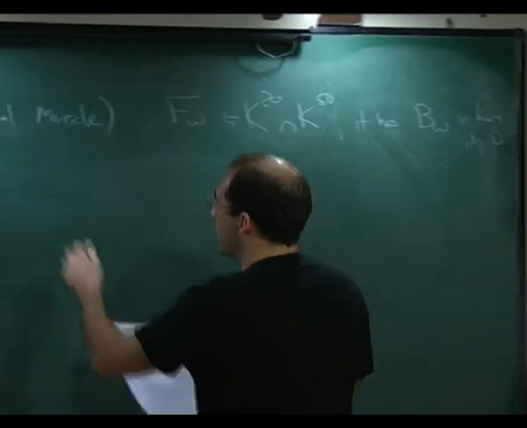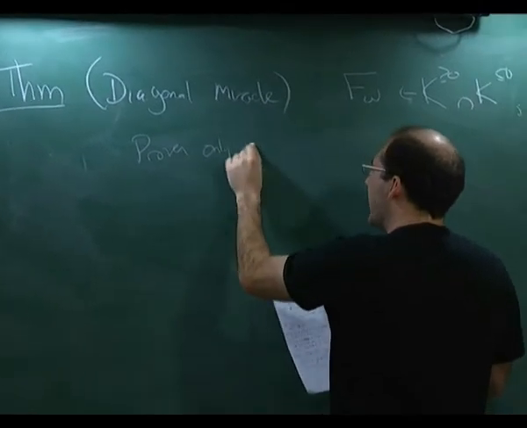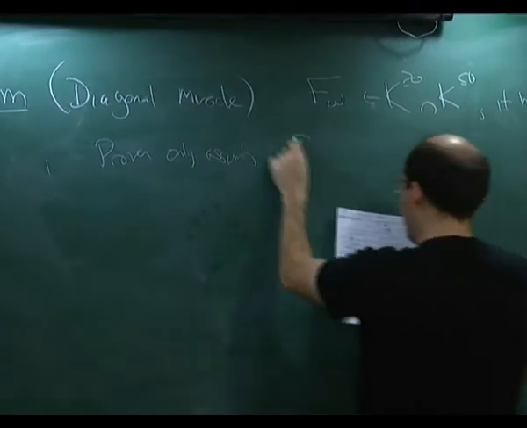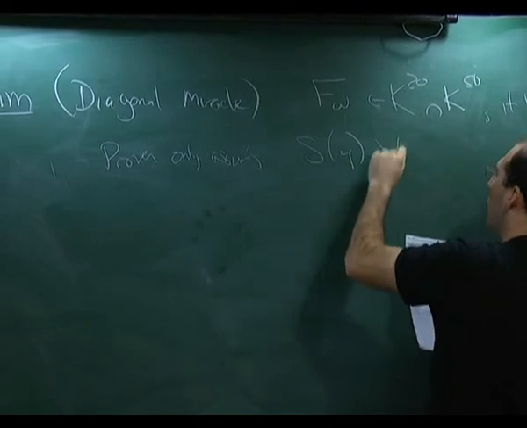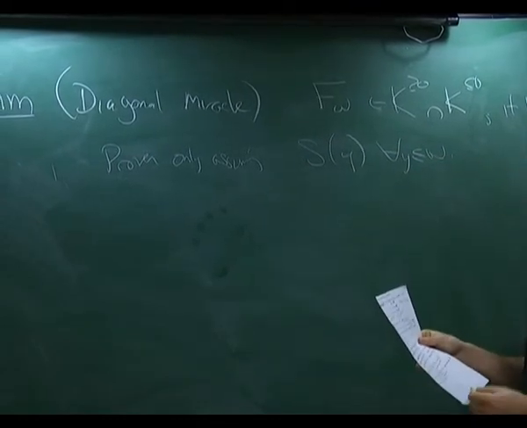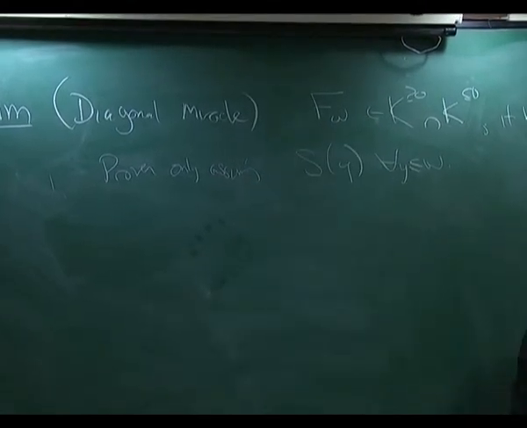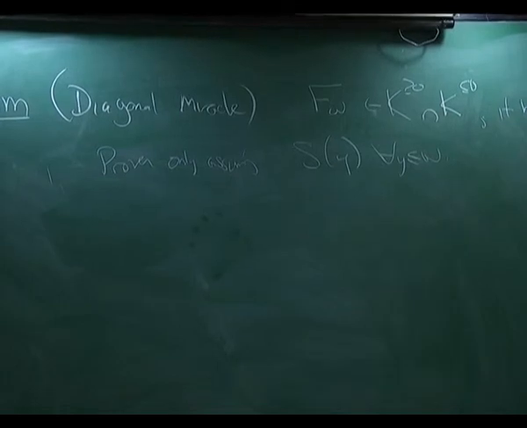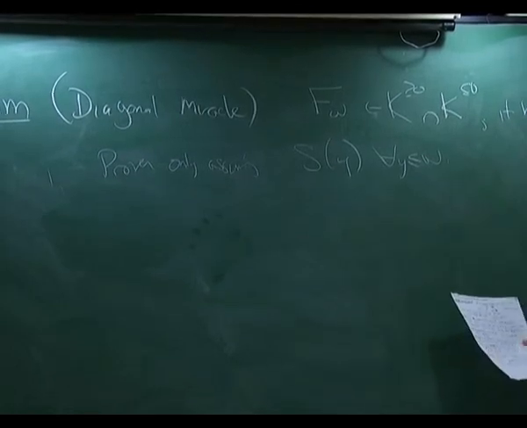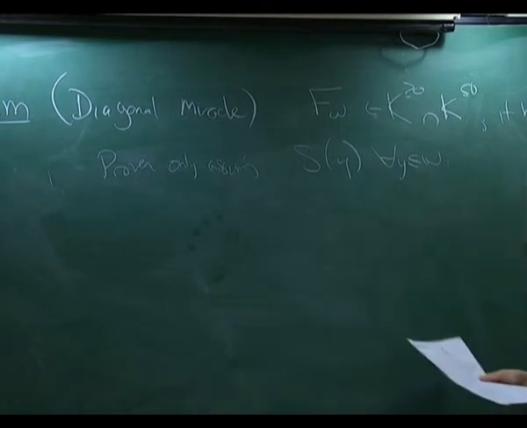Okay? And this is proven only assuming, well, S of y for all y less than or equal to w, which of course is everything that shows up in the original complex. Okay. So this is the diagonal miracle.